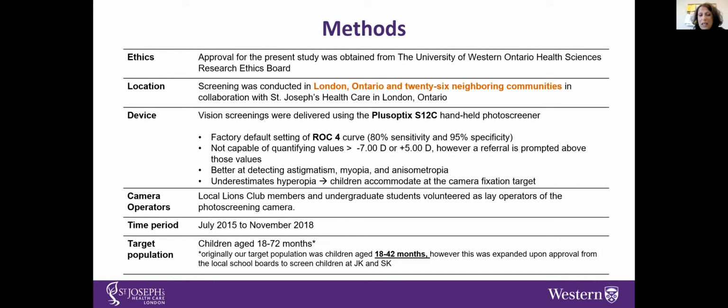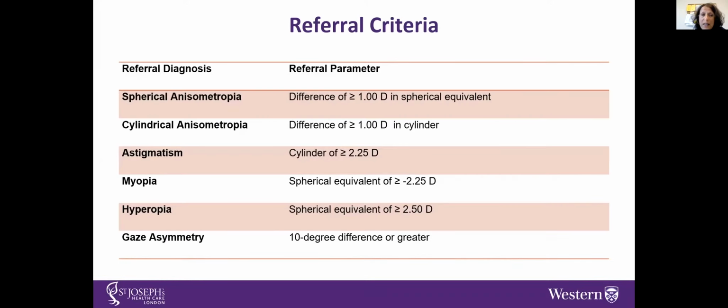Initially, we screened kids from 18 to 42 months, but then when we got the approval from the school boards, we also screened children in JK and SK. The referral criteria we chose is on the screen now, and whenever a child was flagged by the camera, we would send the parents of screened children a report on the screening results.